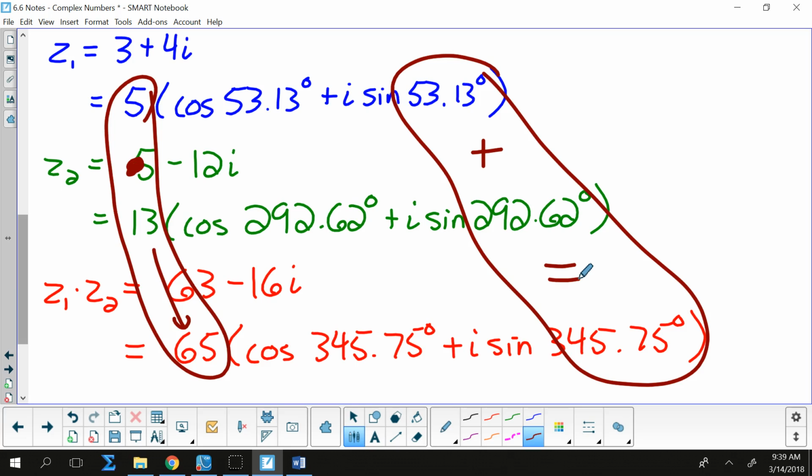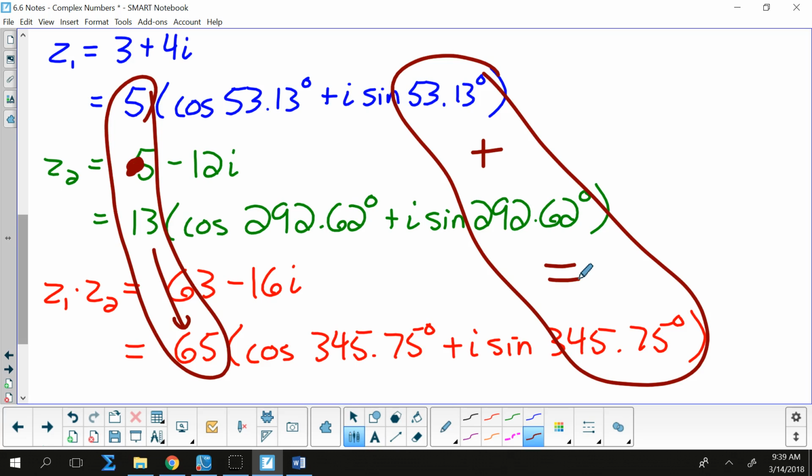Okay? Alright? This pattern will hold for all trig-formed complex numbers. You take the r's and you multiply them. Take the thetas and add them. Which is a lot easier than converting them and multiplying them out and double distributing and all that. Okay? Alright? Multiply the r's, add the thetas. Cosine plus i sine. Okay?